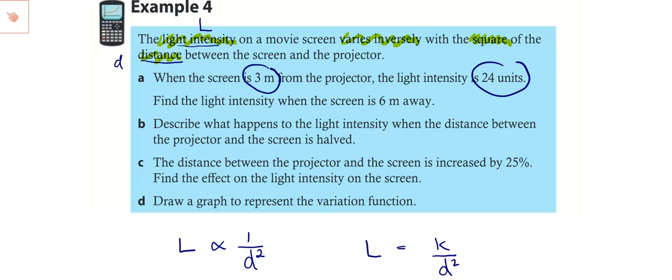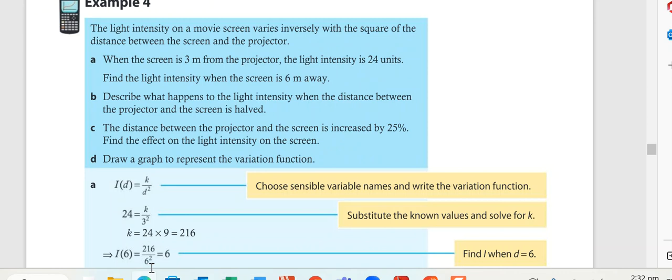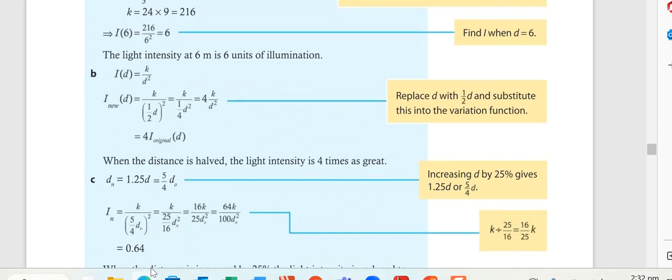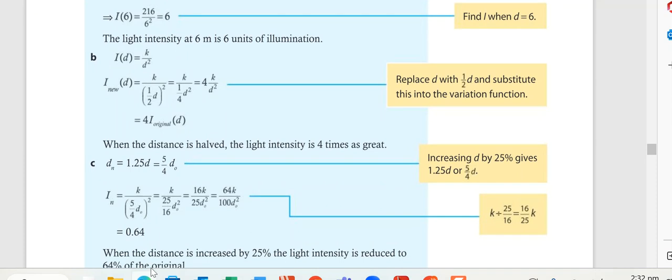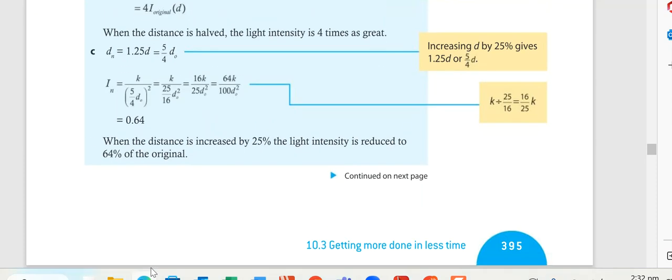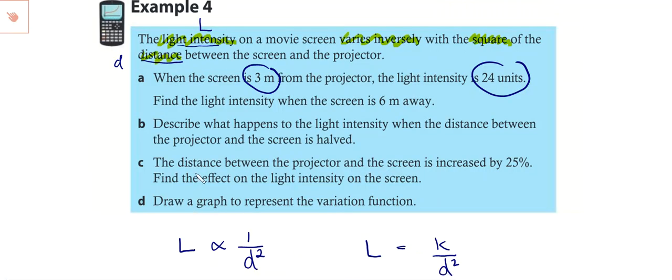Yeah? So, for you to practice that, we just did example 4. They've gone through it. However, more complex, I think. I've not asked you to graph it, but that is the next stage. Let's have a look at part C. The distance between the projector and the screen is increased by 25%. Find the effect on the light intensity of the screen.